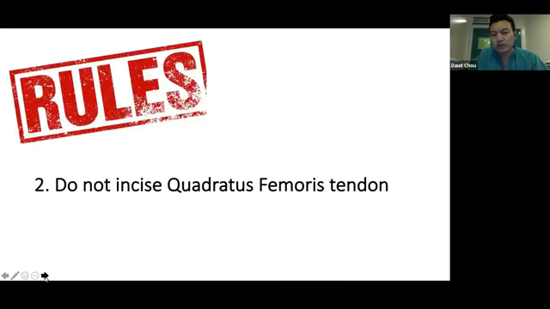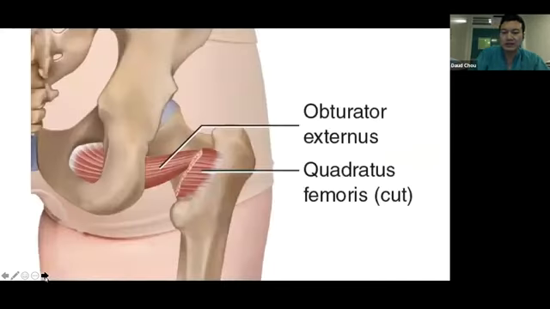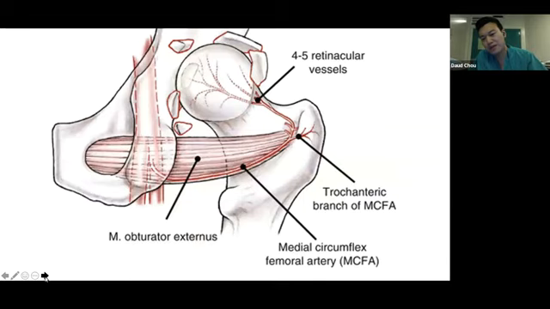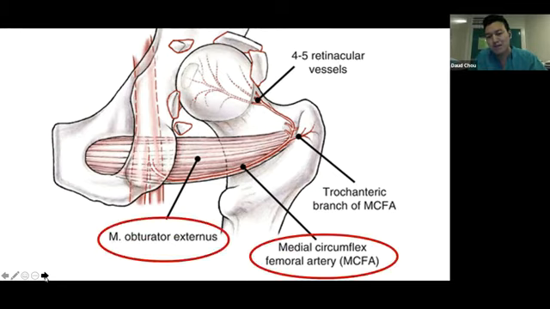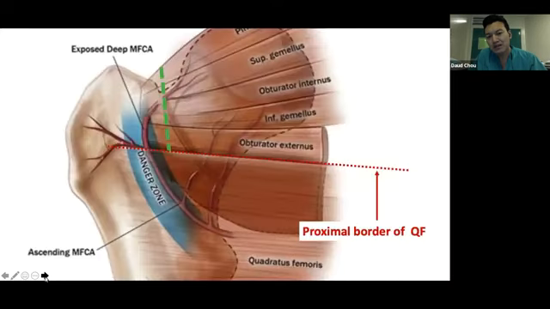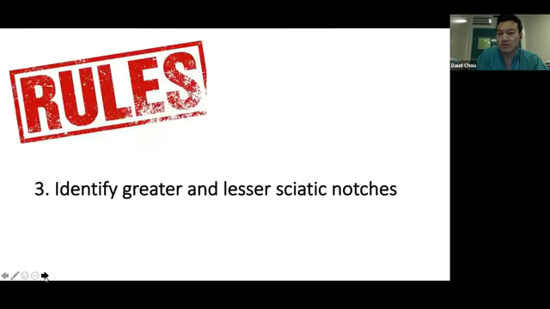Rule number 2 is do not incise the quadratus femoris tendon. The reason for that is you've got the quadratus femoris tendon, which overlaps the obturator externus at the back. And as you know, the medial circumflex femoral artery runs along the lower border of obturator externus. So if you make an incision that's proximal to the border of quadratus femoris, then you're well safe of damaging this medial femoral circumflex artery. So those are the 2 rules there.